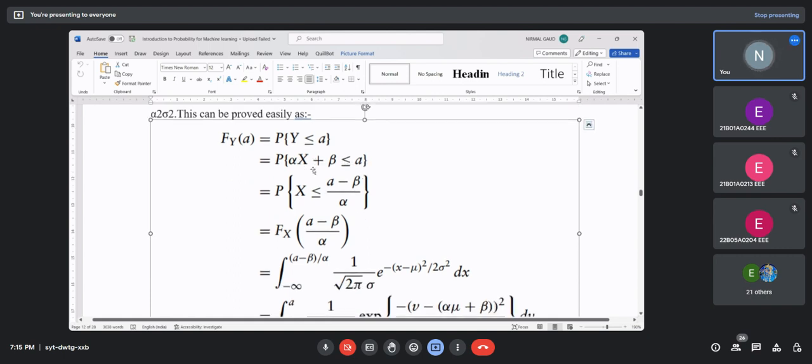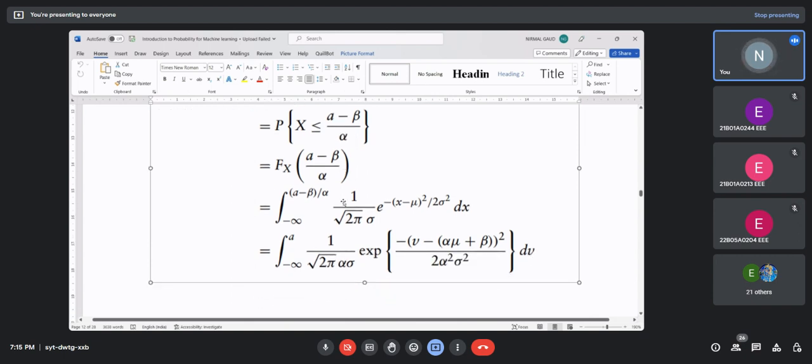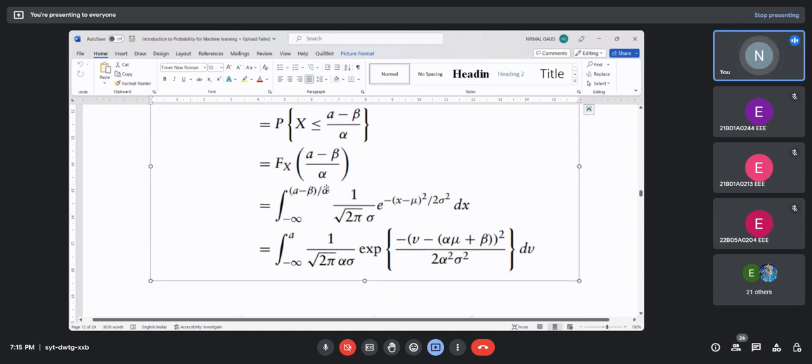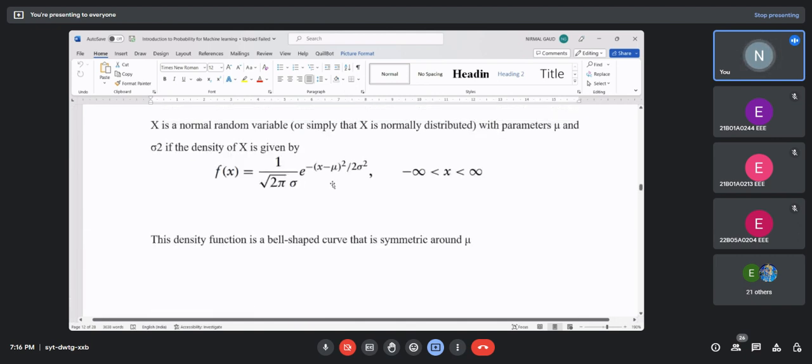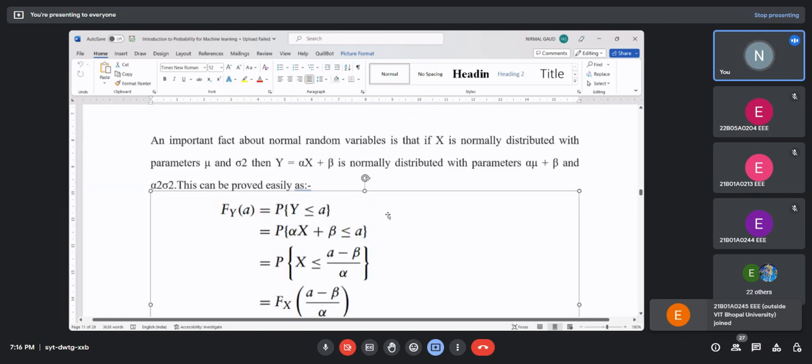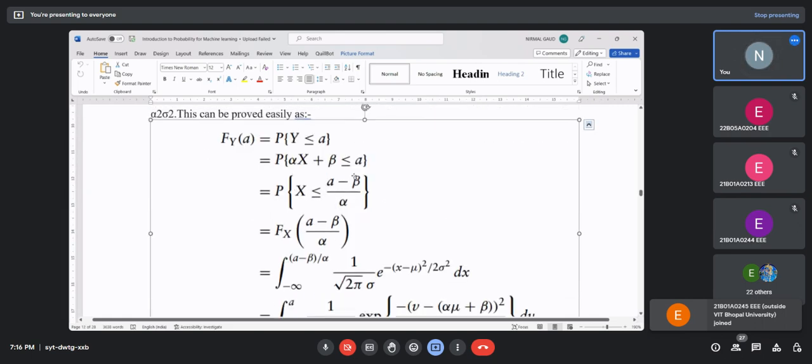And here I brought beta over. So beta will come up here, it will be a minus beta, and I put alpha down. So x, that is a random variable, its value is less than or equal to a minus beta upon alpha. So overall it will be a function of a minus beta upon alpha, and I will put the value of a minus beta upon alpha in place of x in this formula.